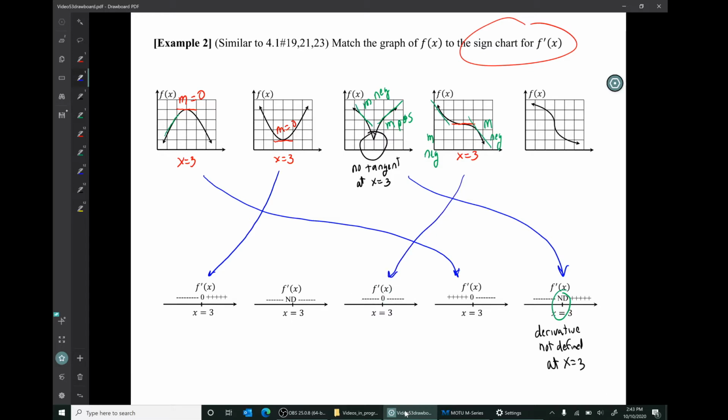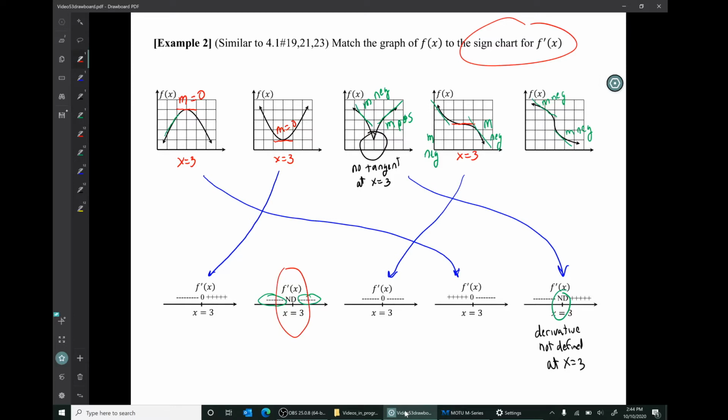Now let's look at this fifth graph. First of all, look at its slopes. There, the tangent line has negative slope. And there, the tangent line has negative slope. That corresponds to this behavior. But what's up with this ND in the middle?